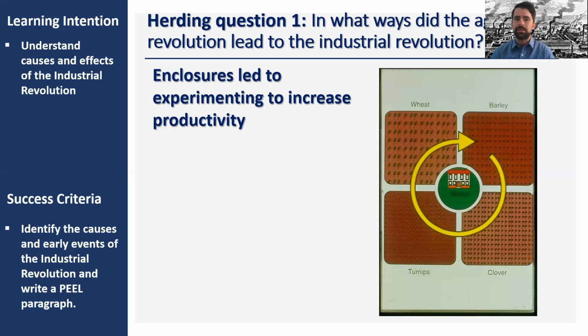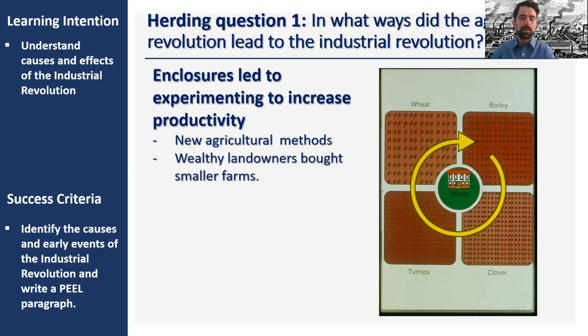And what an enclosure means, if you highlight the word in the center, close, is that the farms would have been enclosed and someone would have been in charge of a large area of land. So within these enclosures, productivity increased. And because the enclosures developed, people were starting to experiment with new methods because they controlled a large area of land where they really wanted to use the land for as much economic profit as possible.